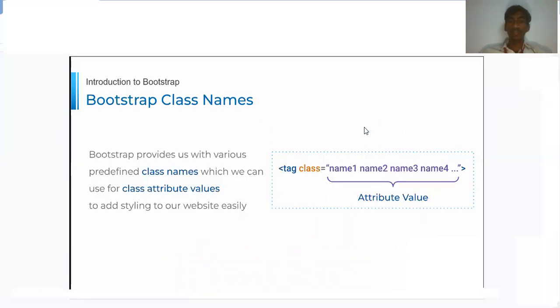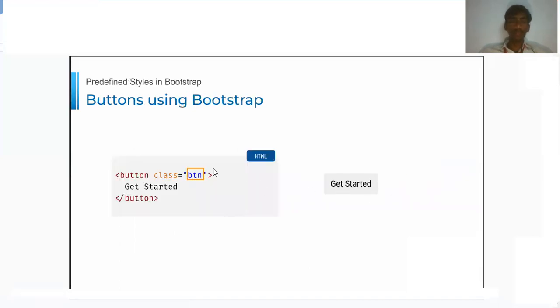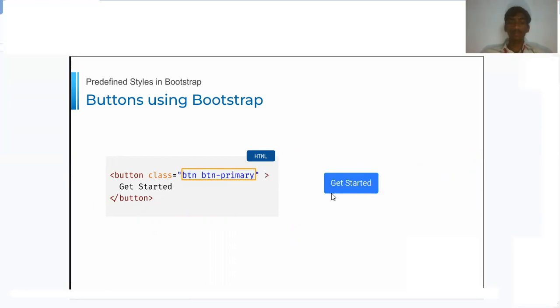Now Bootstrap class names. Bootstrap provides various predefined class names which we can use as class attribute values to add styling to our website easily. In an HTML tag, we can add multiple class names as we said earlier. For buttons, Bootstrap provides a default class called btn, and with this btn we get attributes like button height, width, button radius, and border.